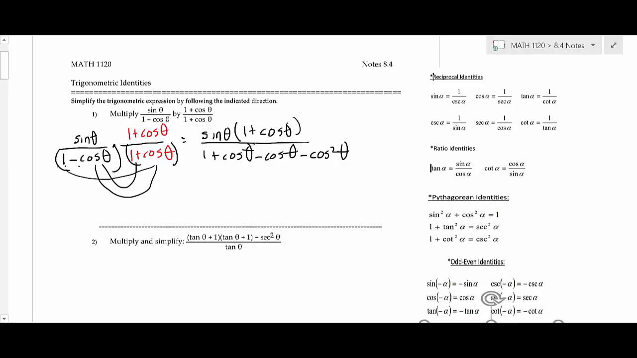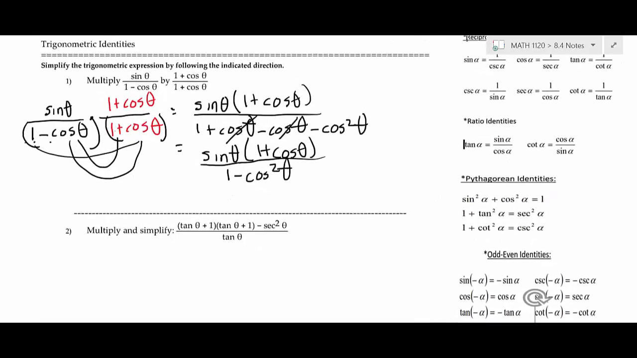Okay, one thing that you want to notice is that cancels. So let's write what we're left with. I'm going to leave this in a factored form like this. And then that's going to leave me with 1 minus cosine squared theta like that. Okay? Now, what I can do with this now is use an identity, because I've multiplied it out. Now I need to use an identity.